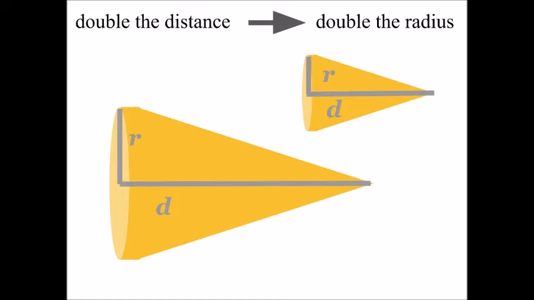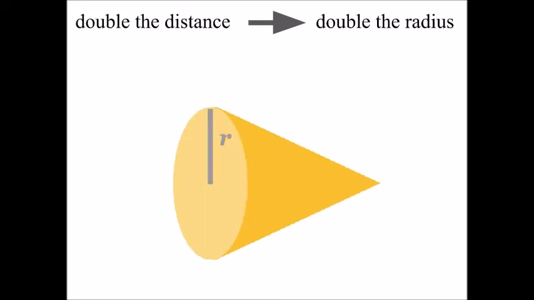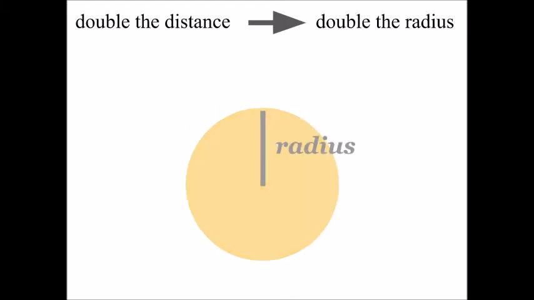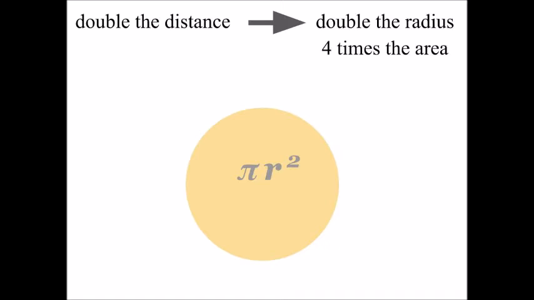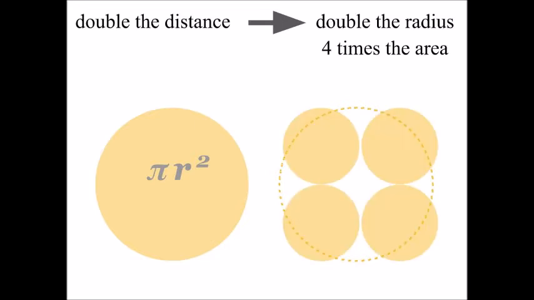Now for the hard part. I'm going to very gently rotate this cone around to look at the circle part. It has an area of pi r squared. Double the distance means double the radius. We said that double the distance means 4 times the area. Do you believe me? Do you see it there? Half the radius means 1/4 the area.